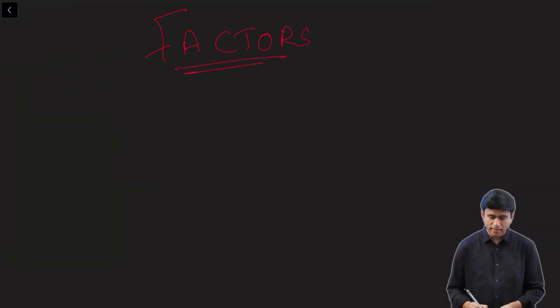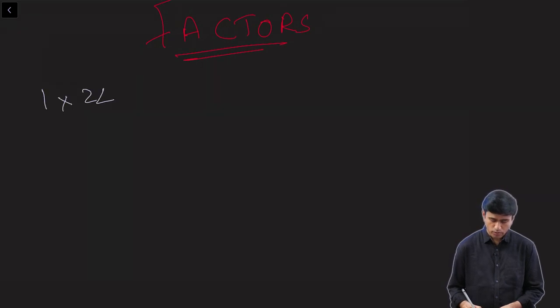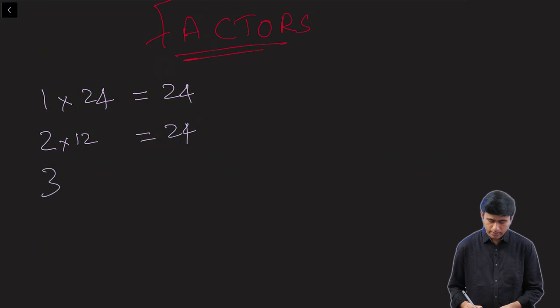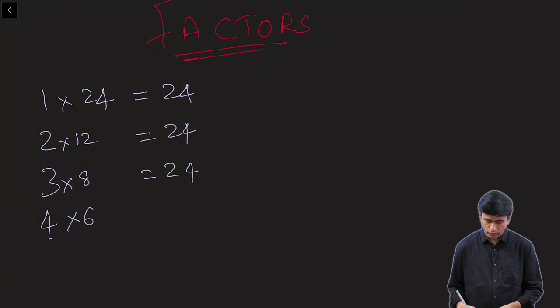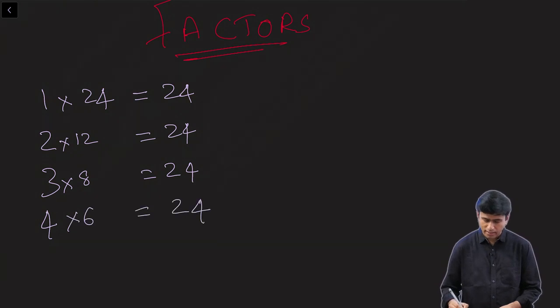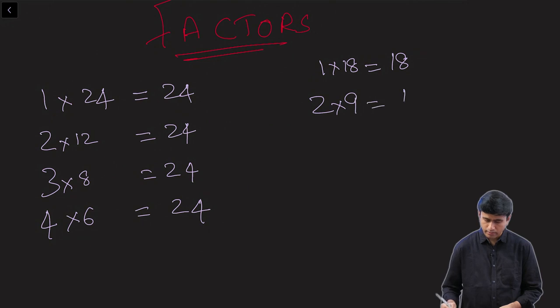Now let's learn about factors. I'm going to write a few multiplication equations. Have a look at it. 1 twenty-four is 24. 2 twelves are 24. 3 eights are 24. 4 sixes are 24. This is the first group. The second group is 1 eighteen is 18. 2 nines are 18. 3 sixes are 18.